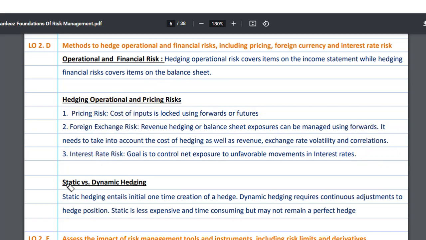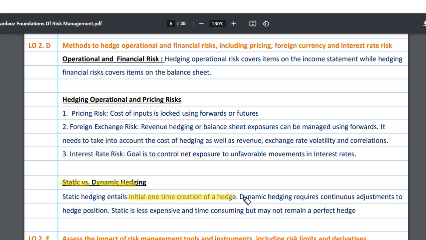Then we have something known as static versus dynamic hedging. It's a type of hedging: either you can use static or you can use dynamic. When we talk about static, what it means is that you enter a hedging program and that's it. You don't track it, you don't adjust your strategy. It's just a one-time creation of a hedge, and you forget it. There's no change, no adjustments, nothing like that.